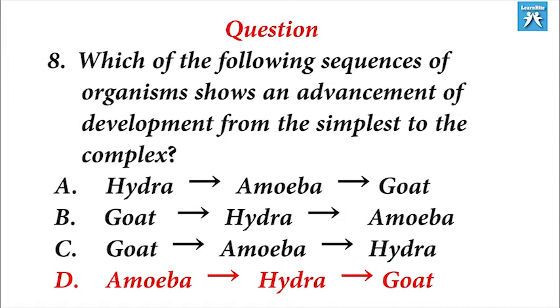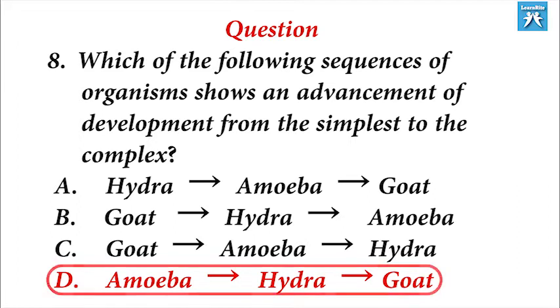The question asks for increasing complexity, not decreasing. So hydra, amoeba, and goat is not correct, because hydra is a tissue, amoeba is a cell. Goat is more complex than hydra, so B is wrong. C, goat, then followed by amoeba, is wrong. So D: amoeba is a cell, hydra is a tissue, goat is a multicellular organism. So D is the answer.